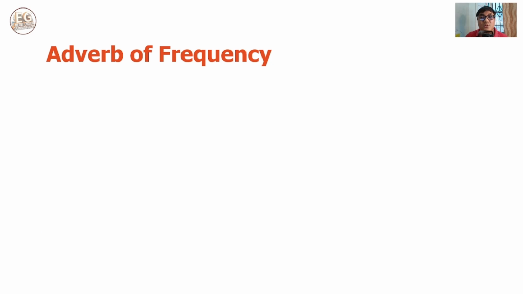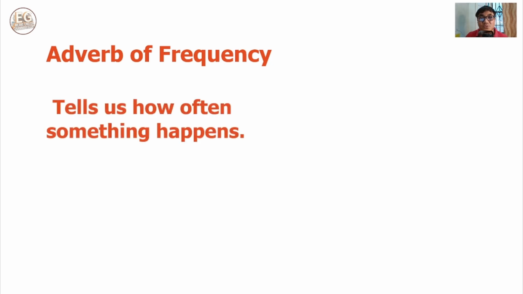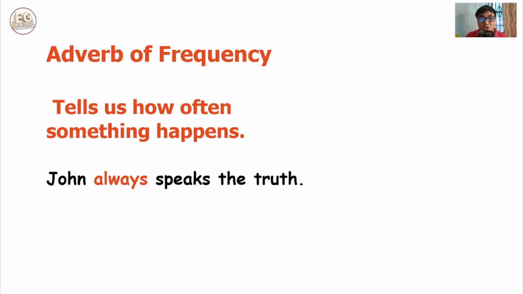Adverb of frequency. Yes, it tells us how often something happens. That means whether that action is performed on a regular basis or rarely. Like in the sentence, John always speaks the truth. Yes. How often does John speak the truth? He always speaks the truth. That means John always speaks the truth.